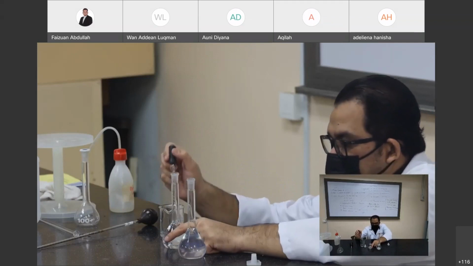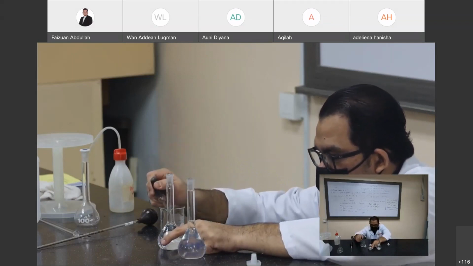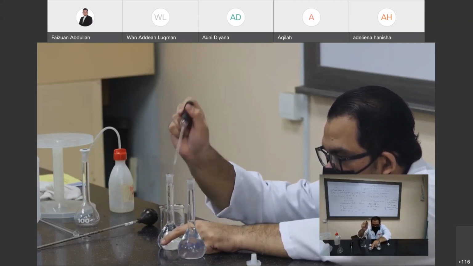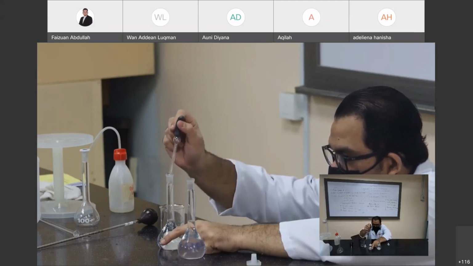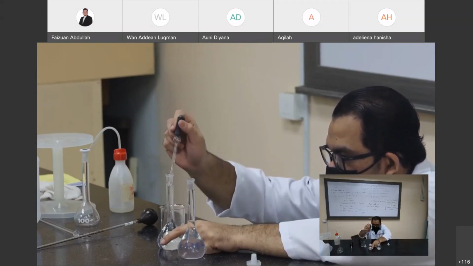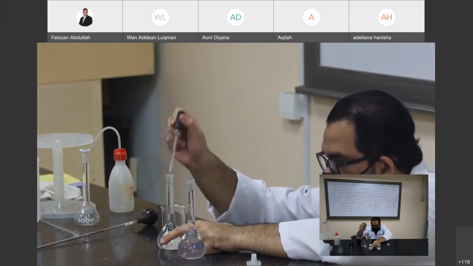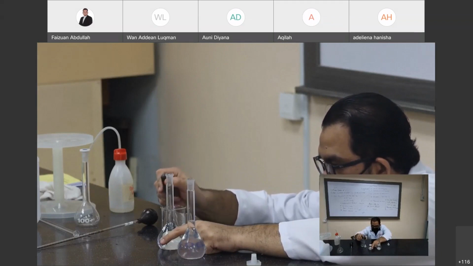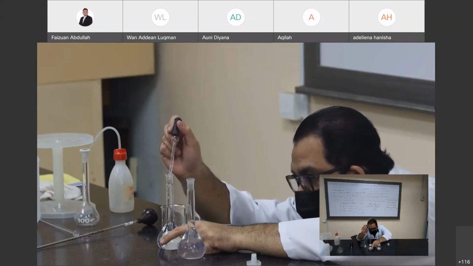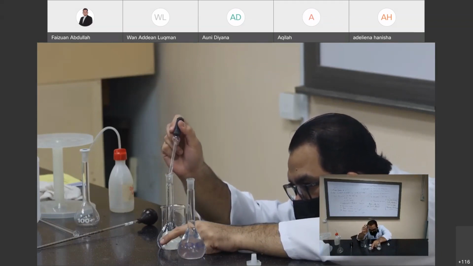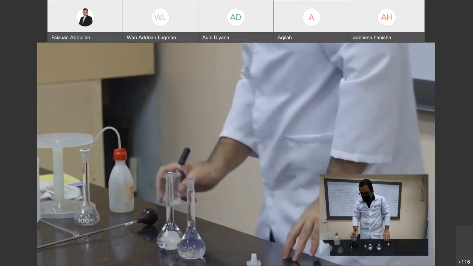All right, just pipette a little bit more to make sure that we get to the mark. A little bit more, maybe a few more drops. A little bit more. Carefully, be sure that you get the meniscus right to the mark. Okay, I think I got it.